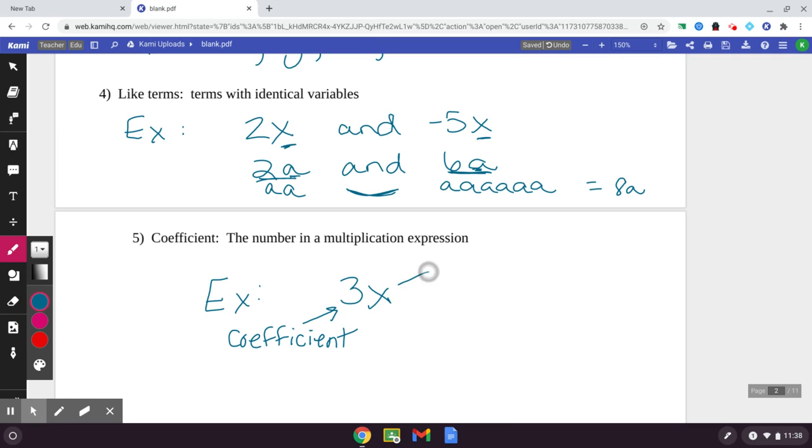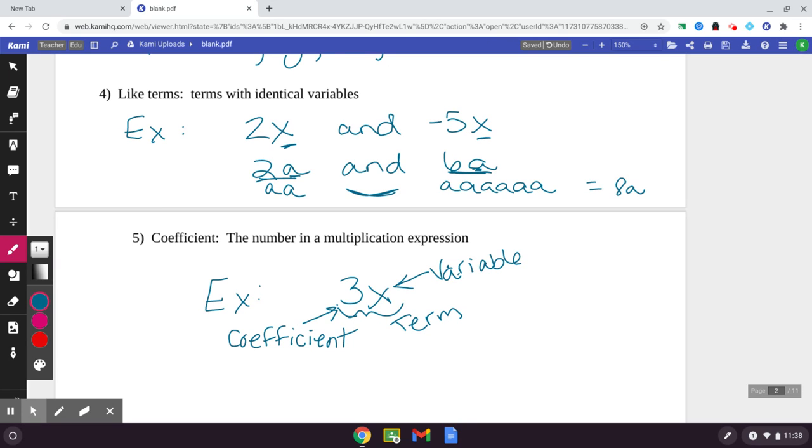The x is your variable. And then this whole thing together is the product of a number and a variable. So the whole thing together is the term that we are talking about. All right. So that's the different parts of your term.